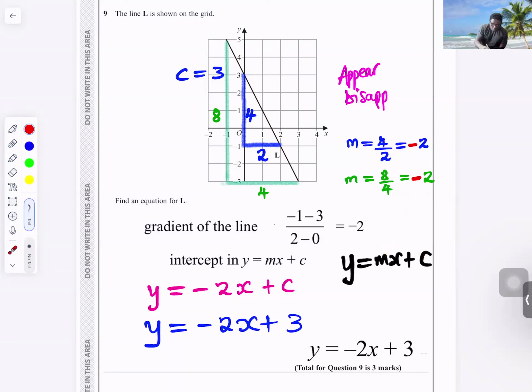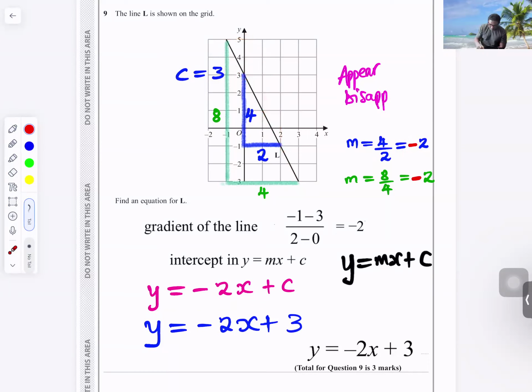To find the gradient, we look at the line. We can go one step right, two down, one right, two down, one right, two down, one right, two down. So the gradient is -2. Or you can draw this blue triangle I've drawn there. That distance is 4, and that distance is 2. 4 divided by 2. Or you can use a bigger triangle, 8 divided by 4. But it's going down from left to right, so it's negative gradient. One right, two down, one right, two down, one right, two down. That gives you the gradient.